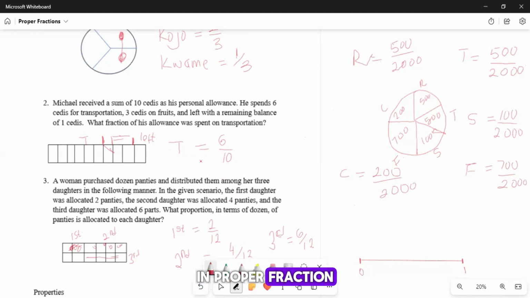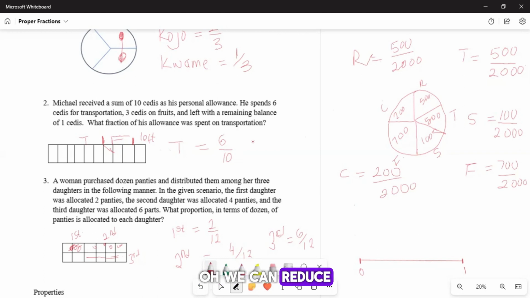Now let's see the nature of a proper fraction. In a proper fraction, you can always see that your numerator is smaller. So it is a part of a whole. And so this is 6 cedis out of the 10 cedis, which is giving you a smaller numerator than the denominator. And that is a proper fraction because we are taking part of a whole.